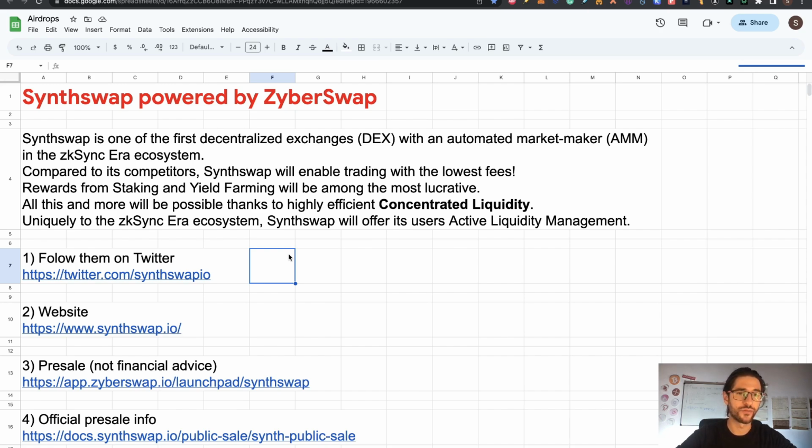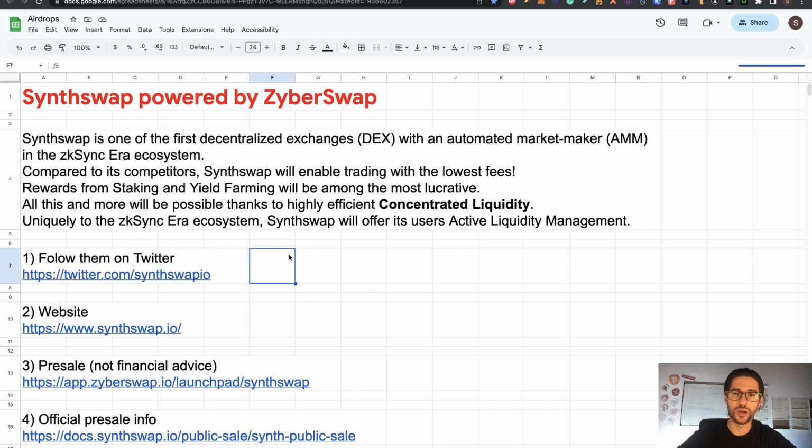Guys, SynthSwap is powered by ZyberSwap, and I will give a little context about that. This is one of the first decentralized exchanges with an automated market maker in the zkSync Era ecosystem. Compared to its competitors, SynthSwap will enable trading with the lowest fees. Rewards from staking and yield farming will be among the most lucrative. And all this and more will be possible thanks to the highly efficient concentrated liquidity.